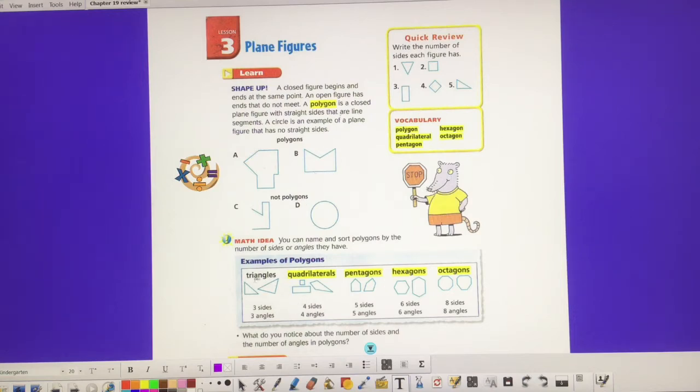And then down here, a triangle has 3 sides, 3 angles, where quadrilaterals have 4 sides, 4 angles. Pentagon, 5 sides, 5 angles. Hexagon is 6 sides, 6 angles. And an octagon is 8 sides and 8 angles. Notice the sides and angles are the same.